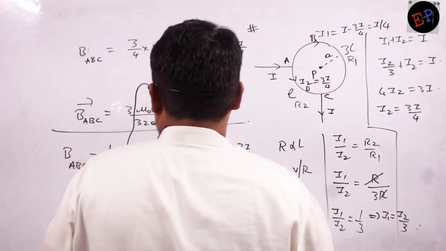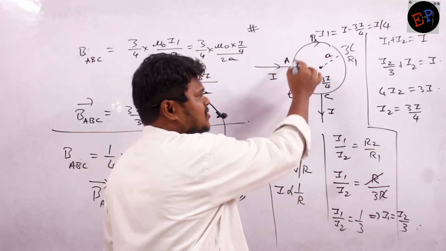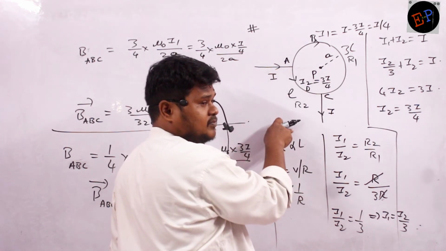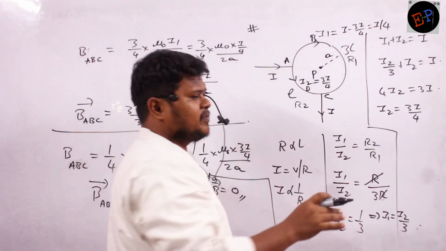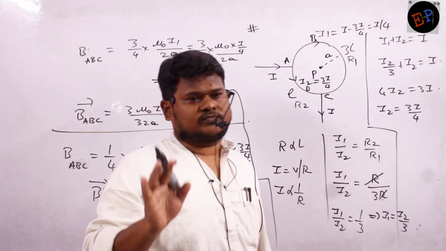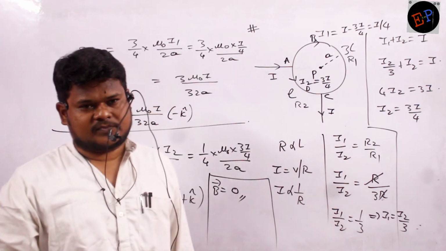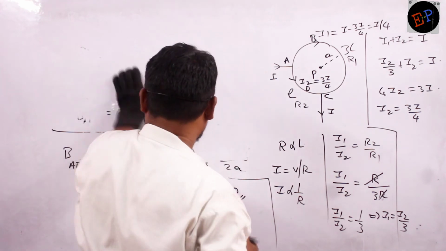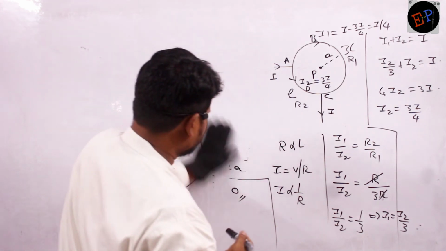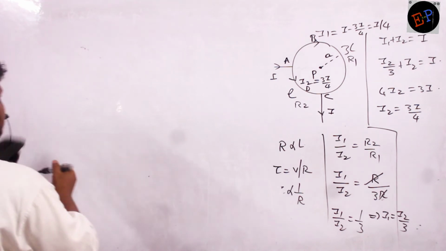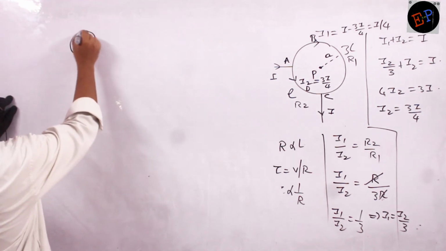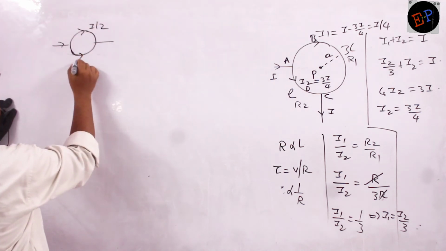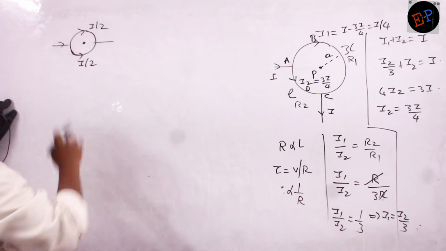See, so therefore what we studied: if there is any closed loop, and if current divides, then the magnetic field because of that closed loop will always be 0, whatever may be the type of division. So previously what we studied, when current is dividing like I by 2 and I by 2, then also at this point the magnetic field is 0.